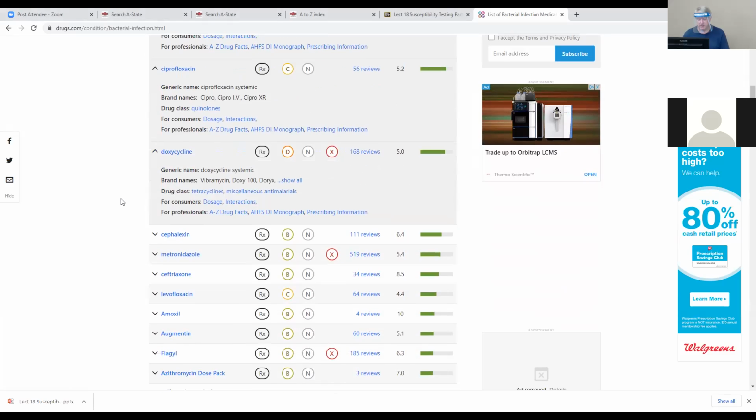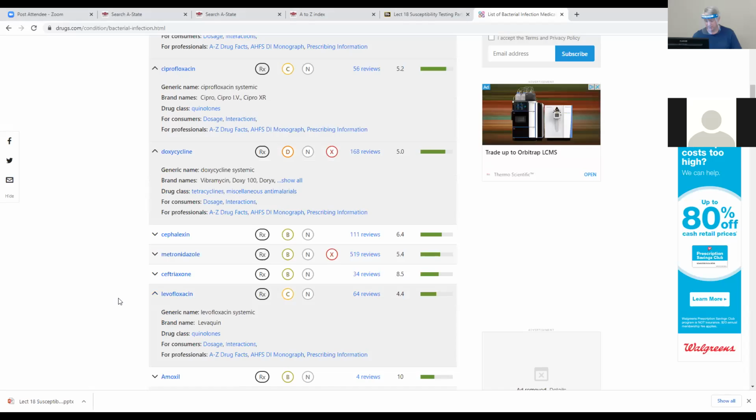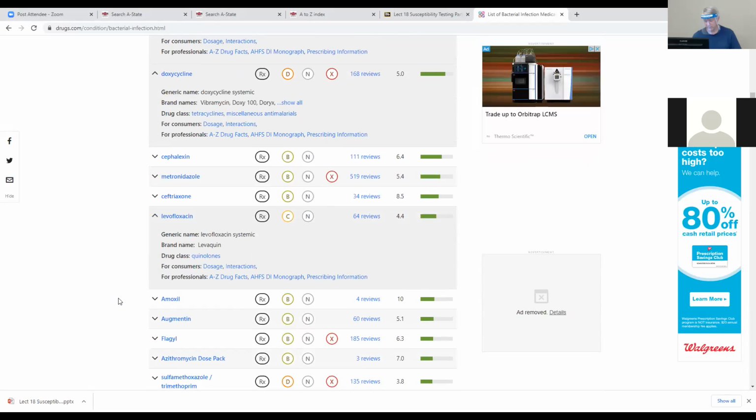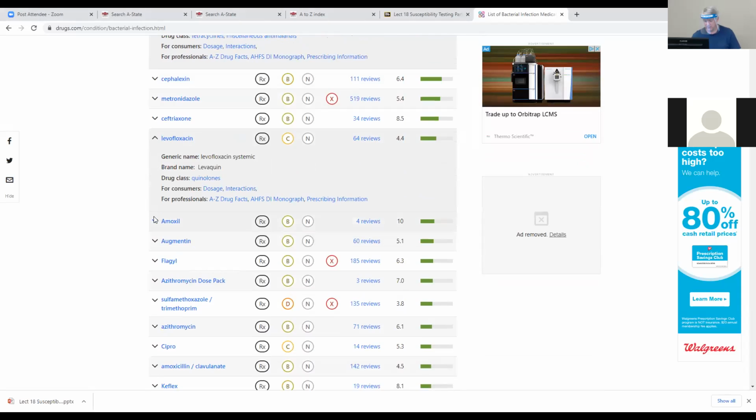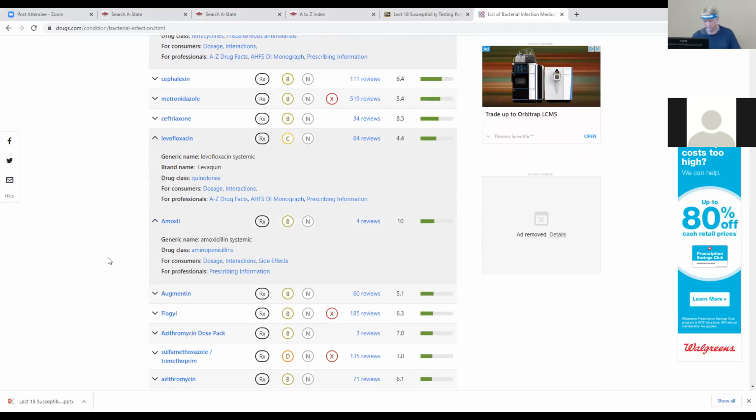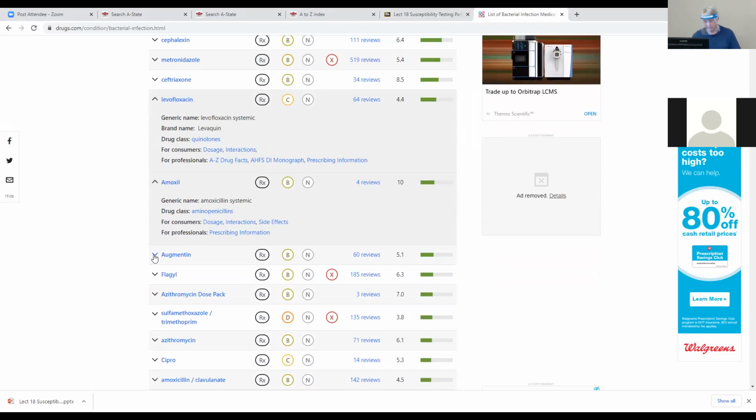Doxycycline. It's tetracycline. Goes under doxy. We talked about doxy with what infections? Rickettsial, right? Tick, tick. Okay, yeah, all right. Let's see. Levofloxacin, Levaquin. We went over that, right? Quinolone. Amoxil. We already covered that, right? So it kind of goes back and forth.